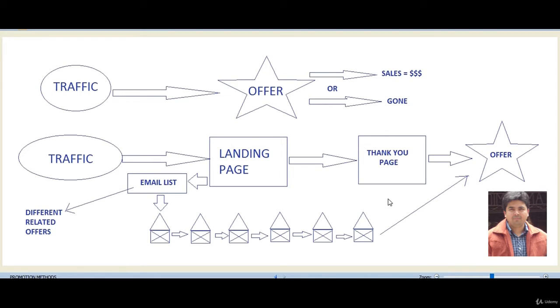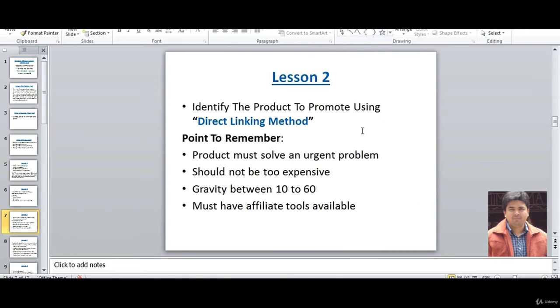So in this training, we'll discuss both methods. In this video, we'll identify the product for the direct linking method. For this method, you need to remember some points. As we are sending traffic directly to the offer, we don't have a second chance to interact with the same visitor. We've got only one chance.